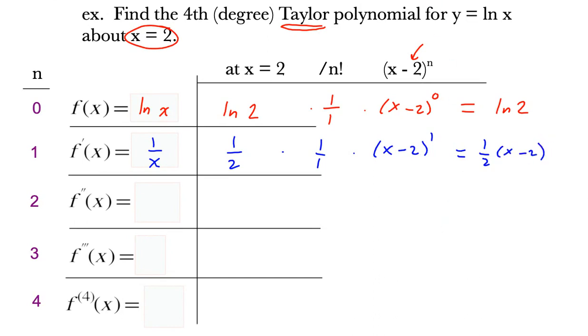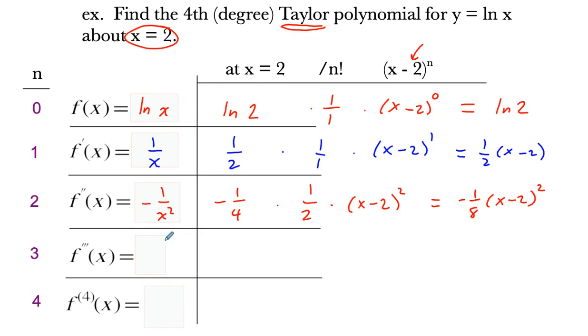We go to the third row, or actually n equals 2. We're taking the derivative of 1 over x. We know that one. We'll go back and remember it. It's negative 1 over x squared. Evaluating that at x equals 2, negative 1/4, multiplying by 1 over 2 factorial, that's just 2, and then multiplying by x minus 2 squared. We multiply these three together, we get negative 1/8 x minus 2 squared.